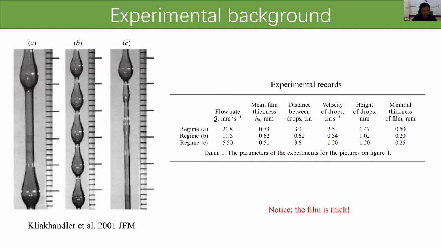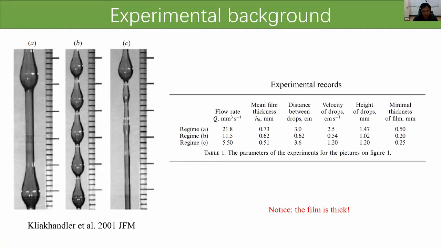So when the flow rate is high, they observed that large droplets, which are moving at constant speed, are separated by a long, flat thin film, which is defined as the flow region A. And when they reduced the flow rate, they observed a necklace-like flow structure, which is called flow region B.